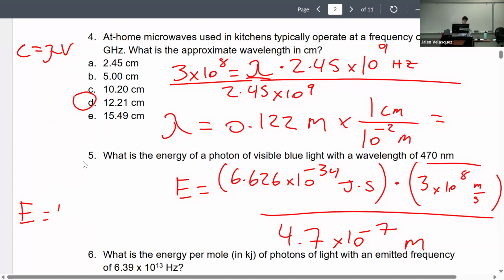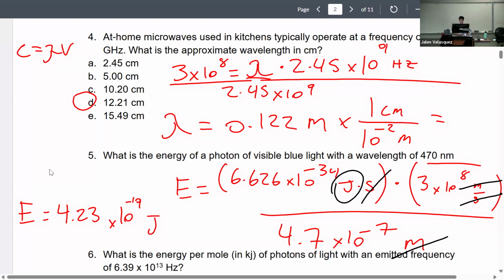Good. So you get about 4.23 times 10 to the negative 19, and it's joules, right? It's joules because we're talking about energy, right? Energy is measured in joules, but you can also just look at the units in the problem, right? You look at my equation, meters cancel out, seconds cancel out, you're only left with joules. So that's how you get joules to work out. Questions on number 5? Okay.